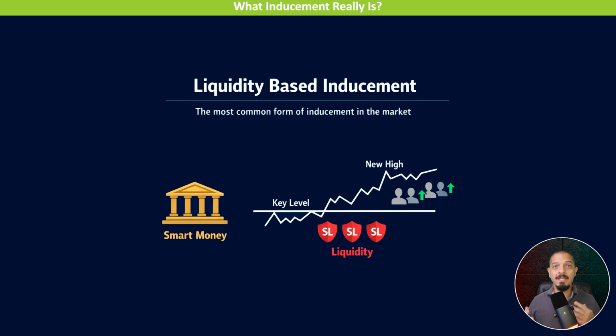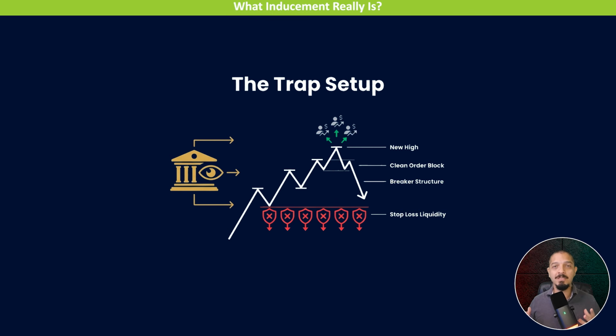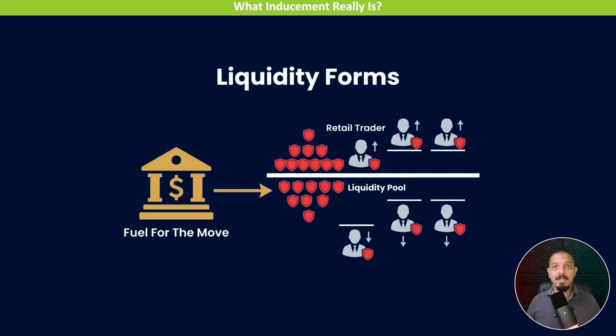Liquidity-based inducement is the most common form of inducement you will see in the market. It occurs when price intentionally creates a new high, a new low, or a small order block or breaker that looks very clean, with the purpose of attracting traders, collecting their liquidity, and then delivering the real move. And this happens every single day across all markets and time frames.